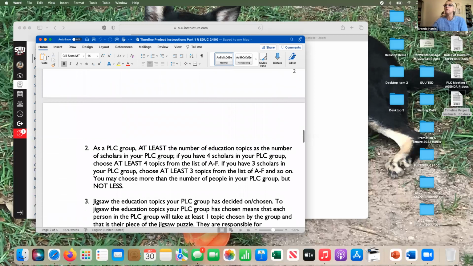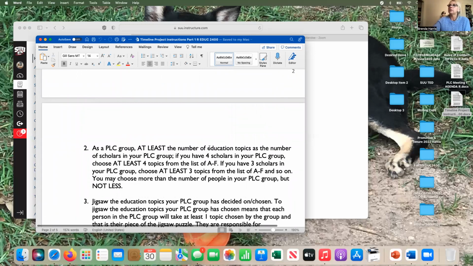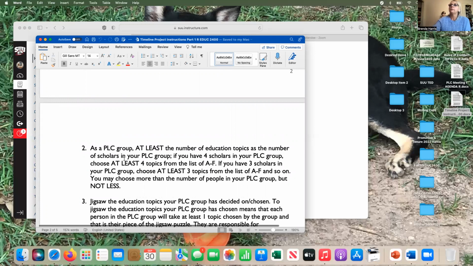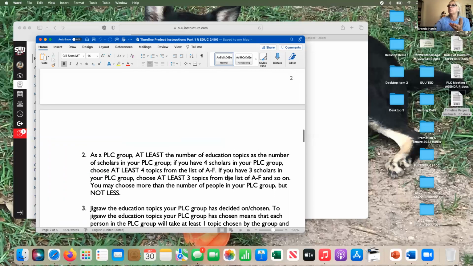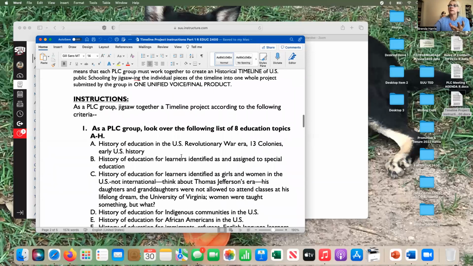As a PLC group, you need at least the number of education topics as the number of scholars in your group. So if you have 4 scholars in your group, you're going to need 4 topics. If you have 3 scholars in your group, you're going to need 3 topics. If you have 2 scholars in your group, you're going to need 2 topics. Okay? So each group is then going to decide on topics from A through F. You can choose more than the number of people in your group, but not less.